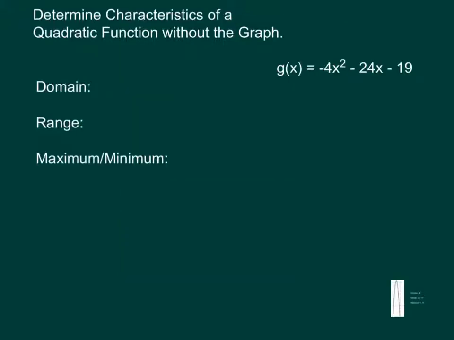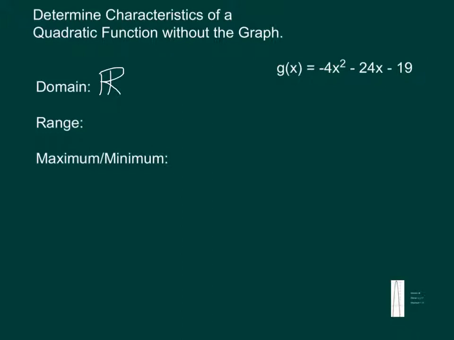All right, can we determine the characteristics of a quadratic function without the graph? Well, let's start with g of x equals -4x squared minus 24x minus 19. From that, are we going to be able to determine the domain, range, and a maximum or minimum value? Well, the first one is easy. For the domain, it's almost always going to be all real numbers, and it's no different here. So we can use that symbol to represent all real numbers.